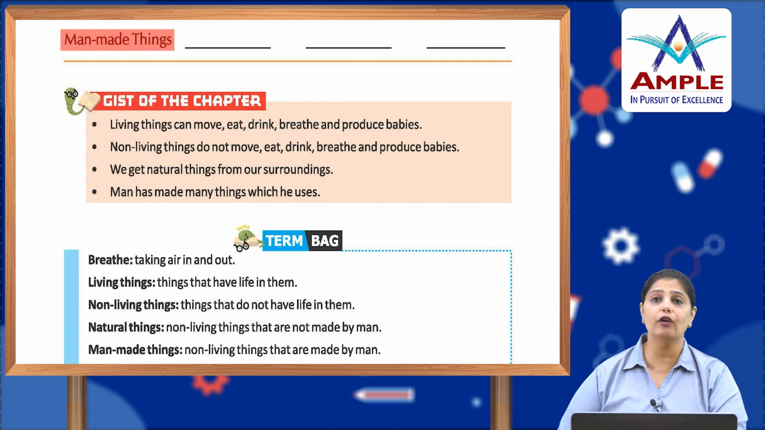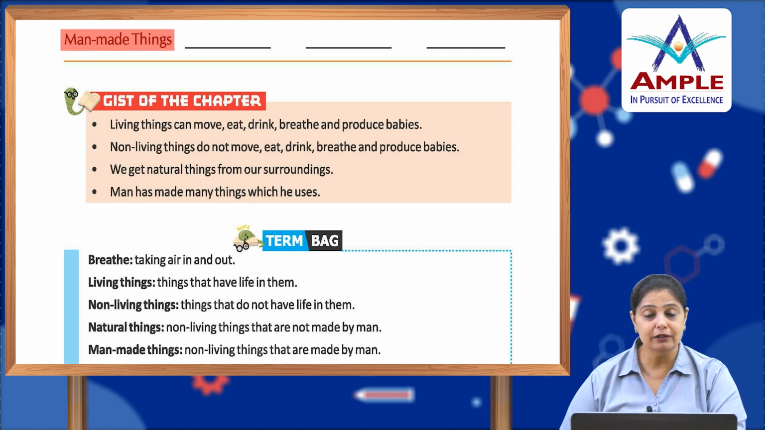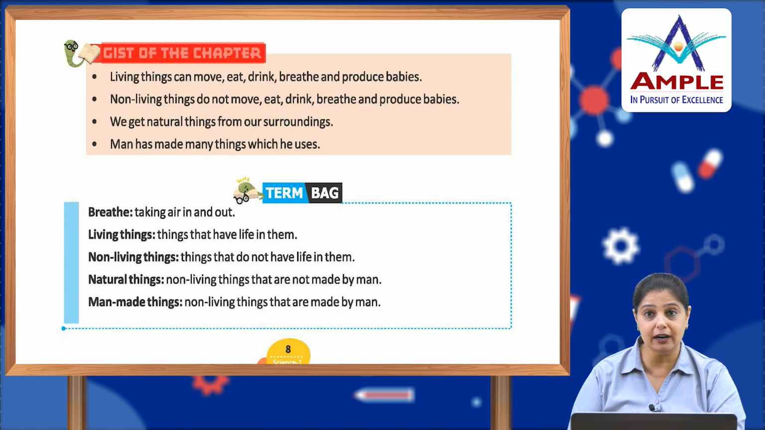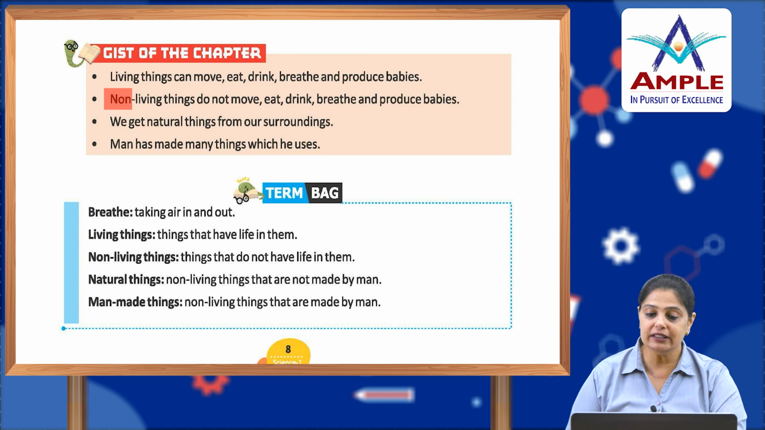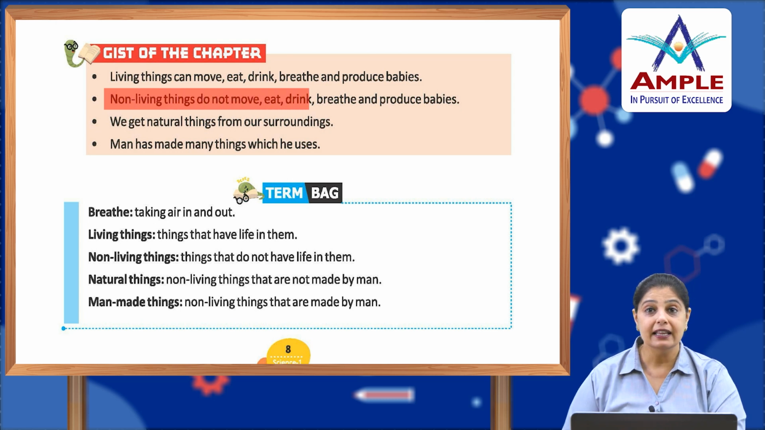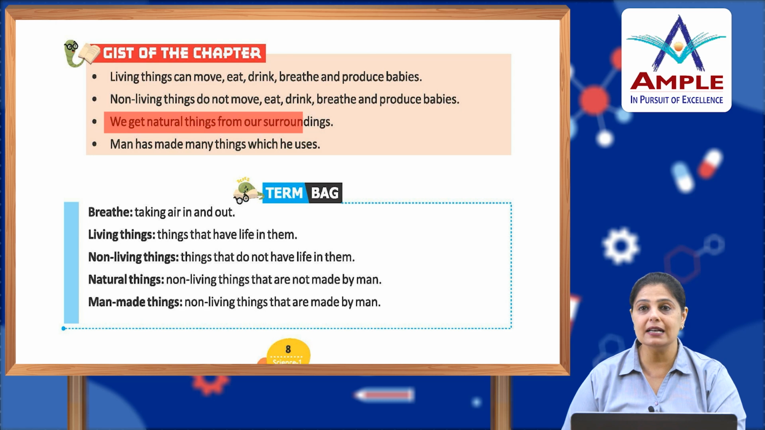Man-made things, you have lot of them, right? You have a table, you have chair, computer, these are all man-made things, all right? Now, let's have a gist of this chapter to find out how much you followed the chapter. Clear? Okay. Living things can move, eat, drink, breathe and produce babies. Non-living things, they do not move, they do not eat, they do not drink, they do not breathe and they cannot produce babies.